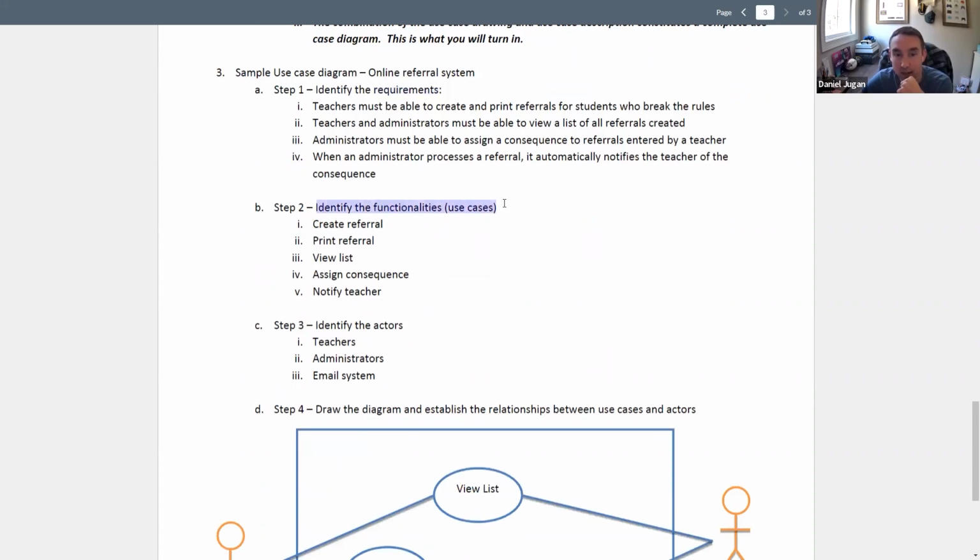Now let's talk about the functionalities. Okay, and again, we didn't break these down into functional and non-functional requirements. These are all functional requirements. Okay, and what you should do when you are doing this is you should specify whether a requirement is functional or non-functional. Okay, so these would all be functional.